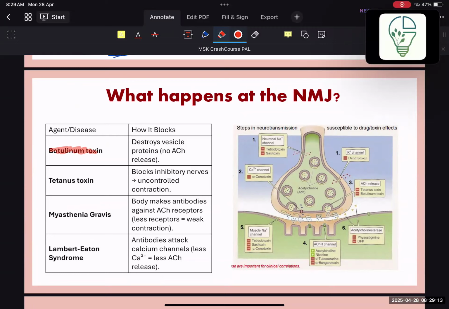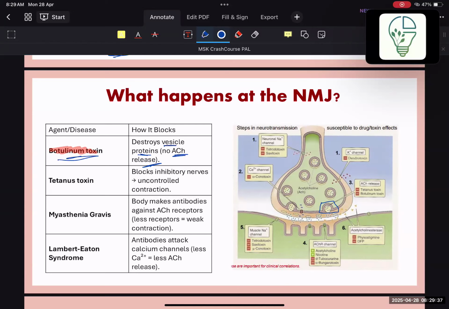So what botulinum does is that it will go to the presynaptic vesicles and destroy their proteins. Without their proteins, obviously, they cannot do the whole fusion anymore. And without fusing with the membrane, they will not be able to release the ACH, which means you will not have any contraction and you will just have paralysis. And that is how botulinum works.